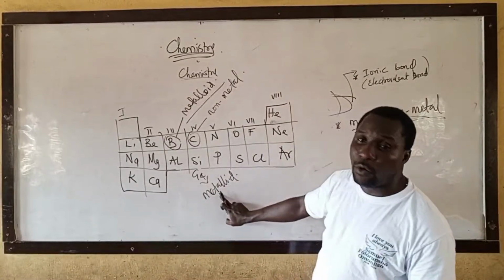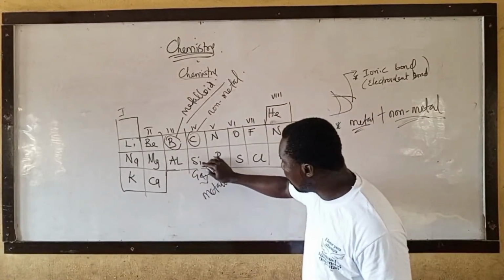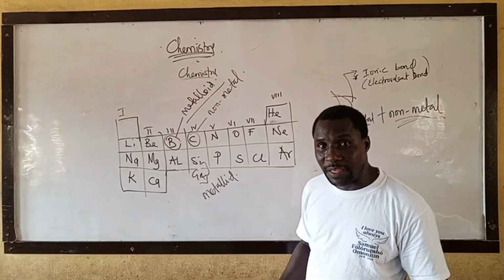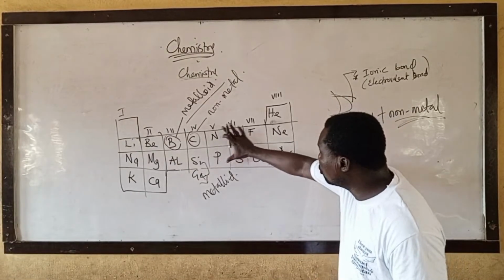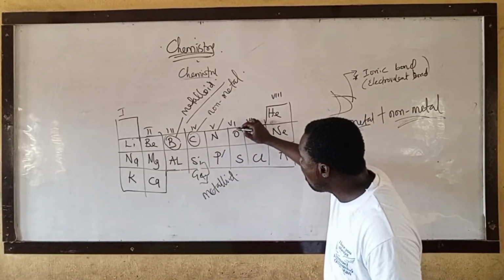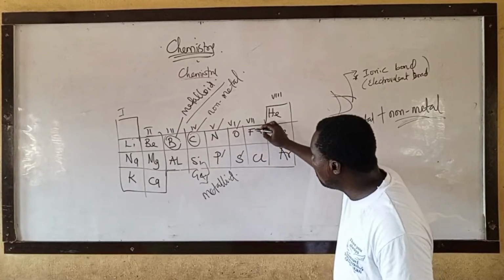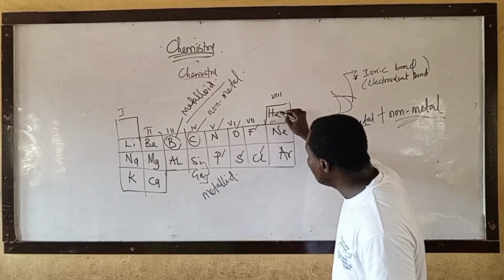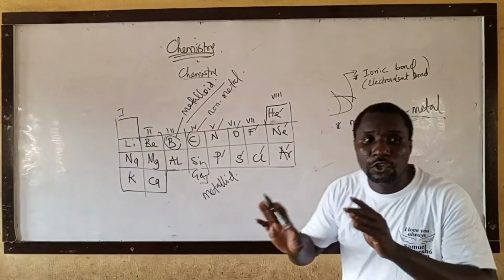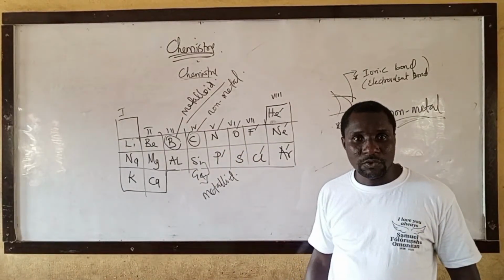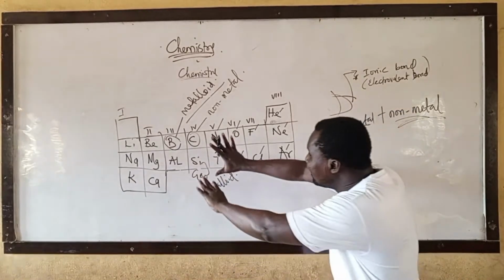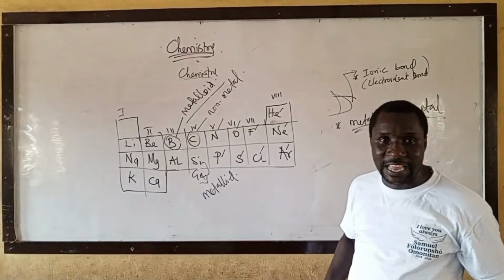Silicon, germanium, they are what? Metalloid. Take note of that. Then, according to this periodic table, nitrogen, phosphorus, oxygen, sulfur, fluorine, chlorine, helium, neon, argon, all these ones are all non-metals. Take note of that. They are all what? Non-metal. Just understand the first 20 elements first.